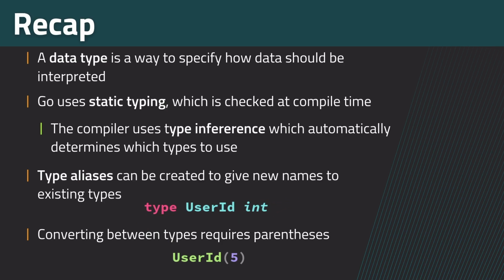Converting between types requires parentheses. So if we want to convert an integer to a user ID, we just have the name user ID, parentheses, and then we have the number 5 as our integer.